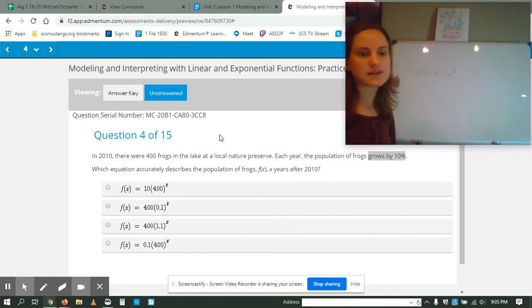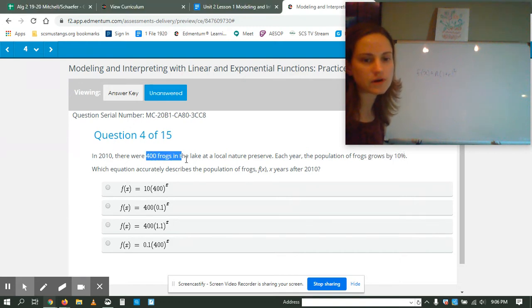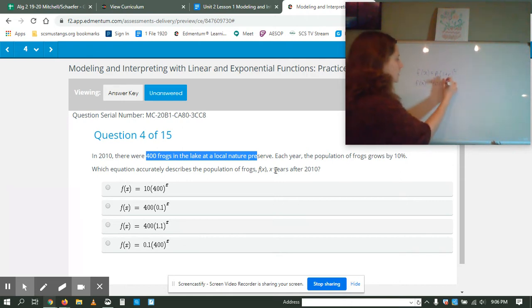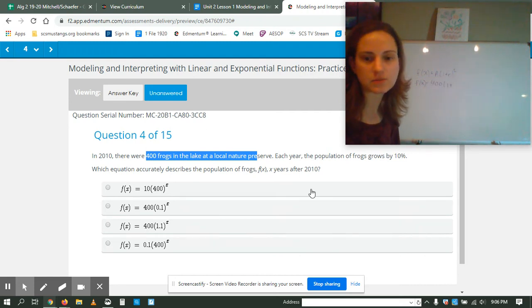So if we take this and plug the information in, we know that our A represents the initial value. So we need to find the initial number of frogs that they started with. If you look, there were 400 frogs to start with at the nature preserve. So instead of an A, I'm going to have 400. My f of x is going to stay the same. This is not something that I need to plug things in for, times 1 plus, and then I need to have a value for r.